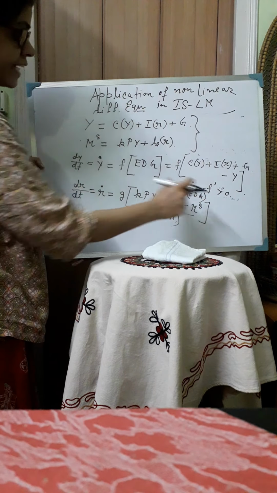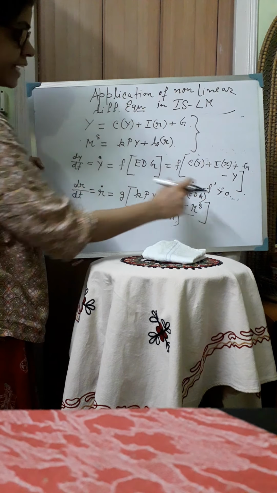So what we are getting? We are getting two curves, the IS curve and the LM curve. So in the RY quadrant, we are getting one IS curve which is a negatively sloped curve, and one LM curve which is a positively sloped curve. And IS curve represents no change in y with time, and LM curve represents no change in R with time.